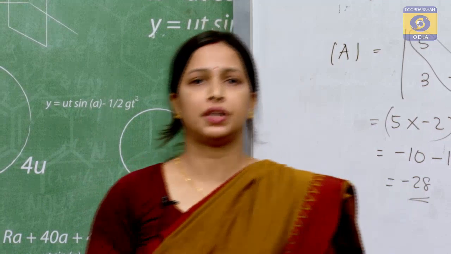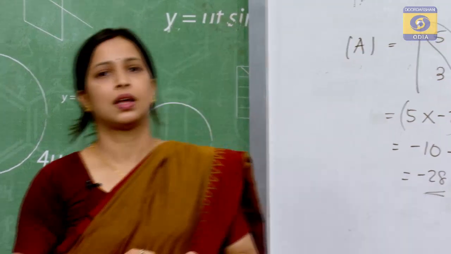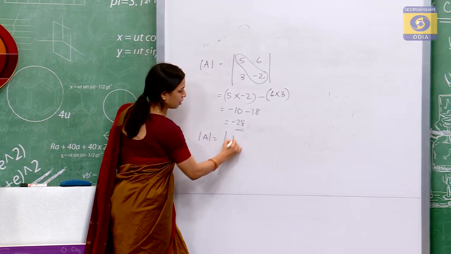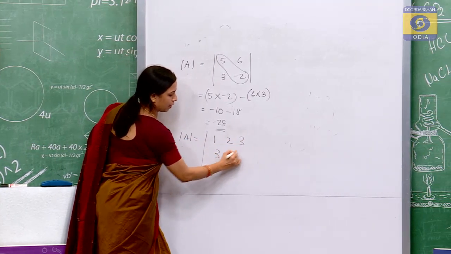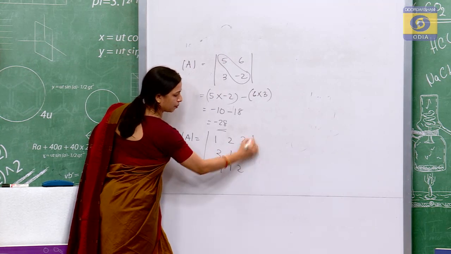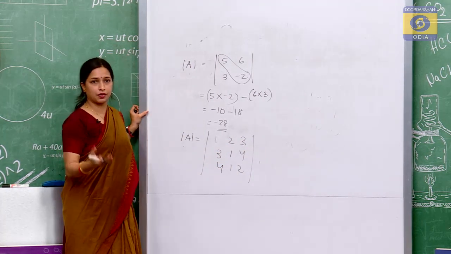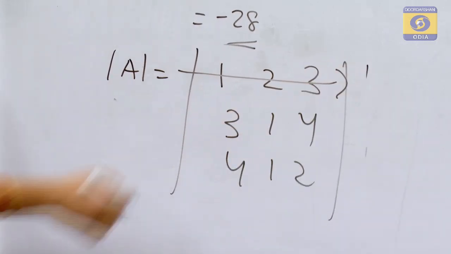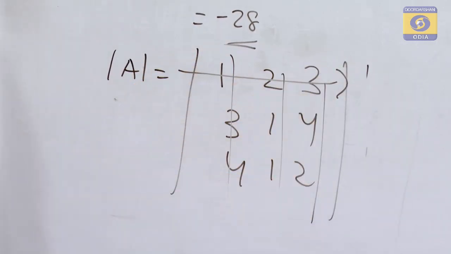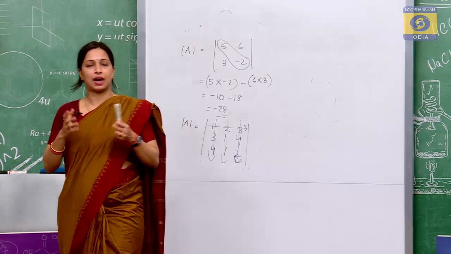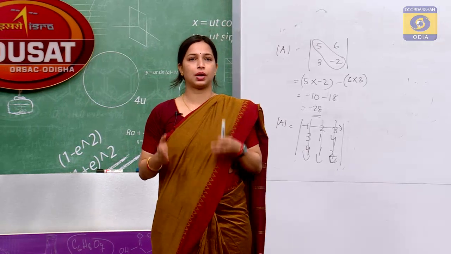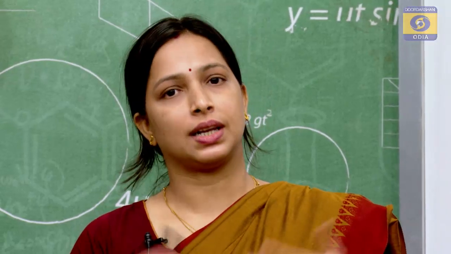Then another method we discussed was the expansion method, where for example, we took 1 2 3, 3 1 4, 4 1 2. So, how do we find the value of the determinant? By either expanding along the rows or expanding along the columns, right. So, this is how we find the value of a determinant of a matrix of order 1, order 2 and order 3, right. In the following classes we will discuss more about determinants.